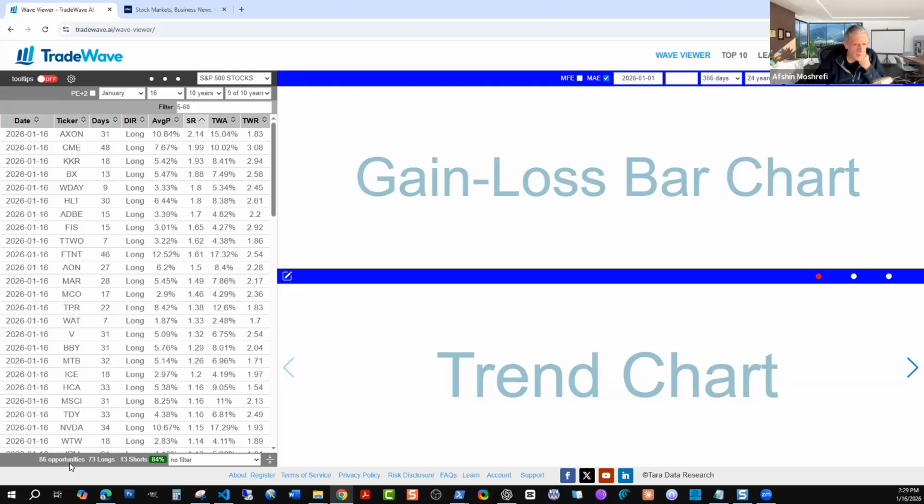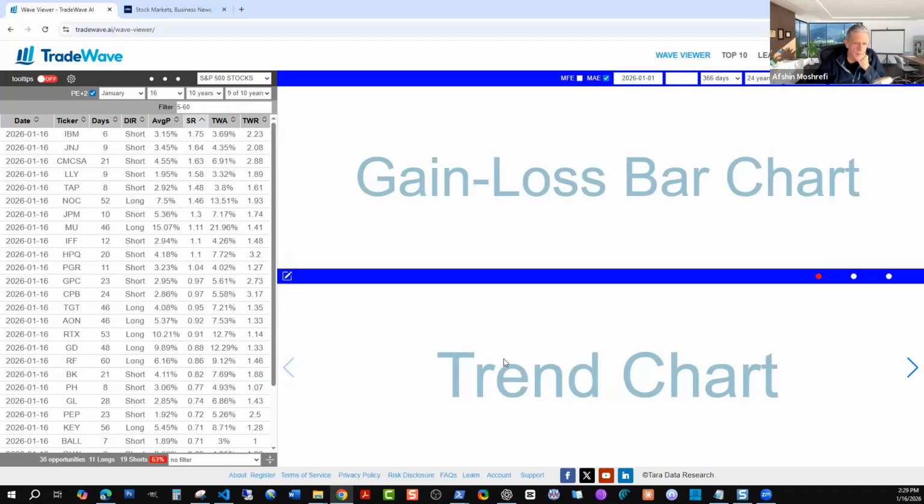It found 86 opportunities, 73 longs, 13 shorts. 84% of what it found were longs. I'm going to click this button right there. Look at what happened. Now we're looking at the last 10 midterm election years, not the last 10 consecutive years. Now it says it's found 30 opportunities, 11 longs, 19 shorts. We are in more of a negative territory.